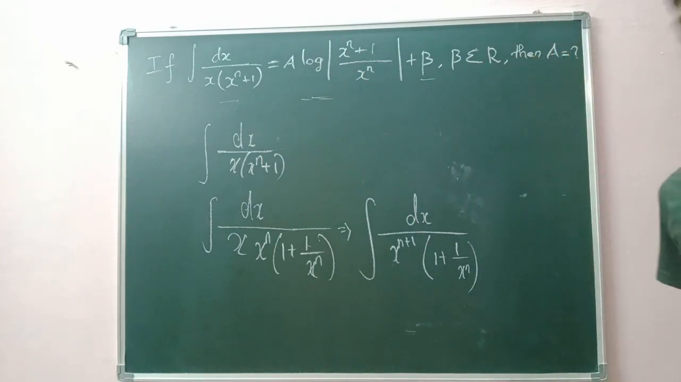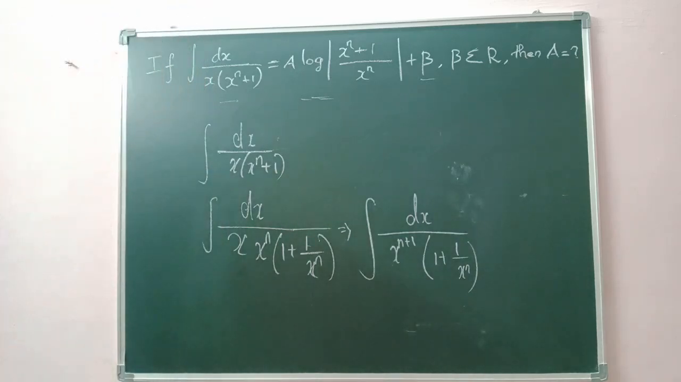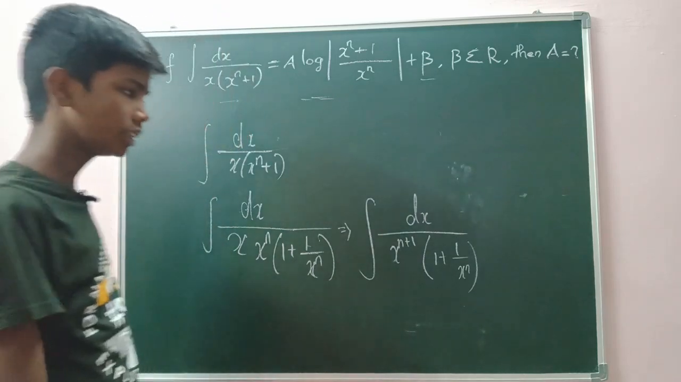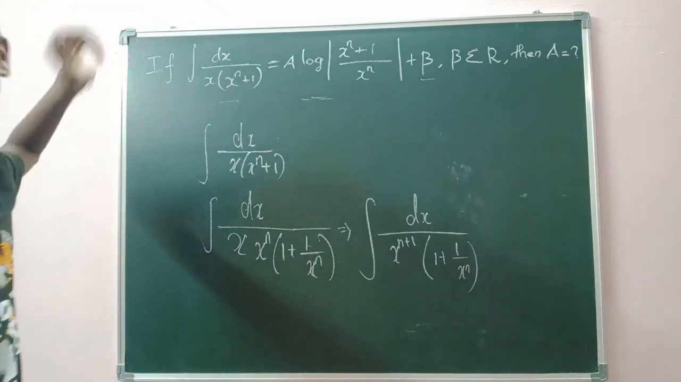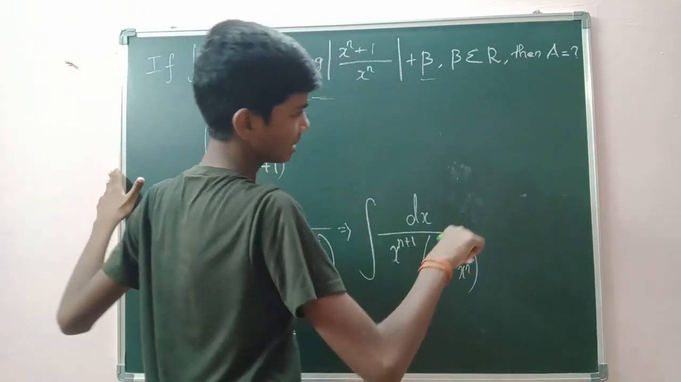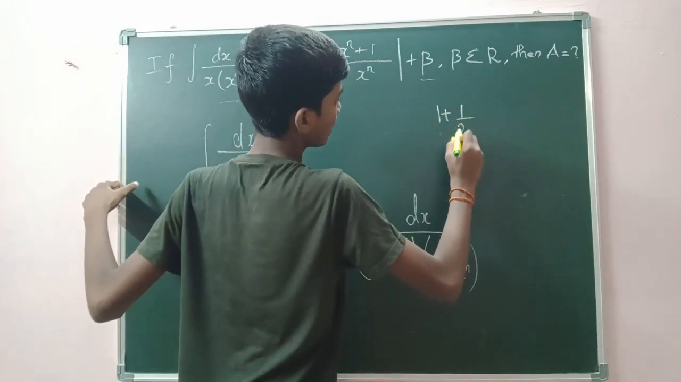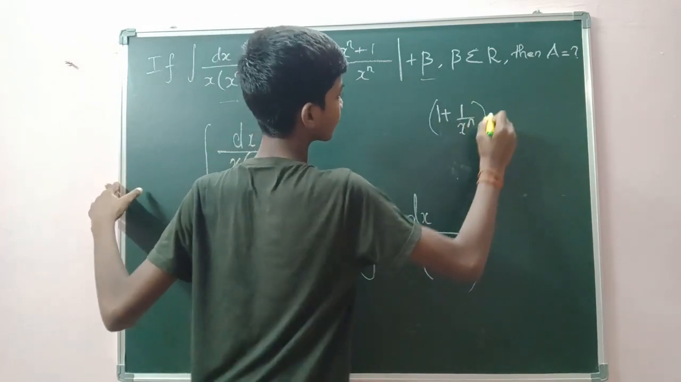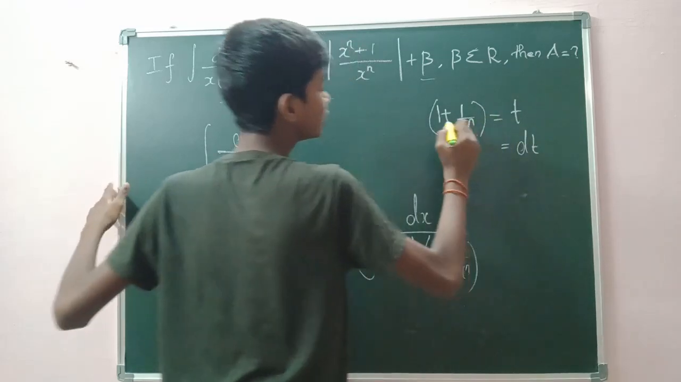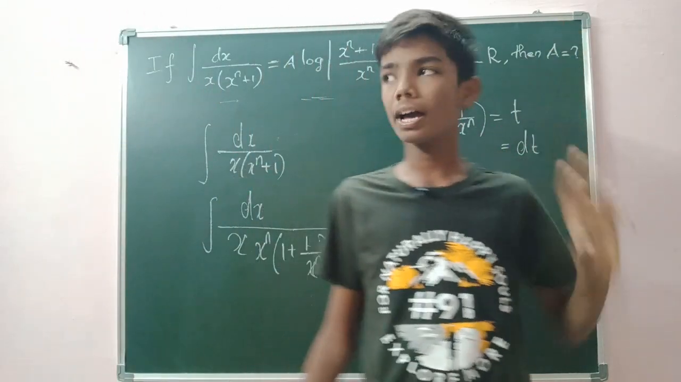I can use the substitution method because there is no other formula to use here. Substitution is the best way to simplify this question to a large extent. So the substitution I can take is the expression inside the bracket, that is 1 plus 1 by the exponent. Let me take it as t. Then what will be your dt? Your dt will be the differentiation of this value of t, that is the differentiation of 1 plus 1 by the exponent.